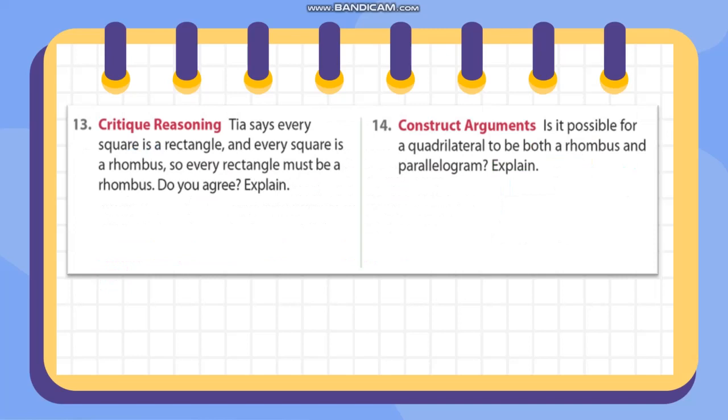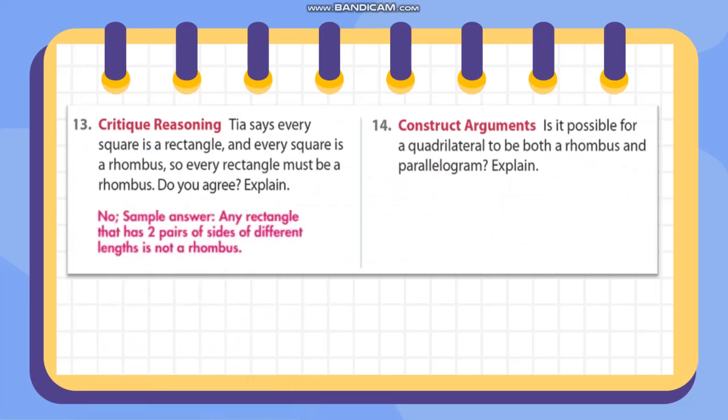Question number 13. He says every square is a rectangle and every square is a rhombus. So every rectangle must be a rhombus. Do you agree? So the answer must be no. Why? A rectangle that has two pairs of sides of different length is not a rhombus, because in a rhombus, all sides are equal. Okay, so every rectangle must not be a rhombus.